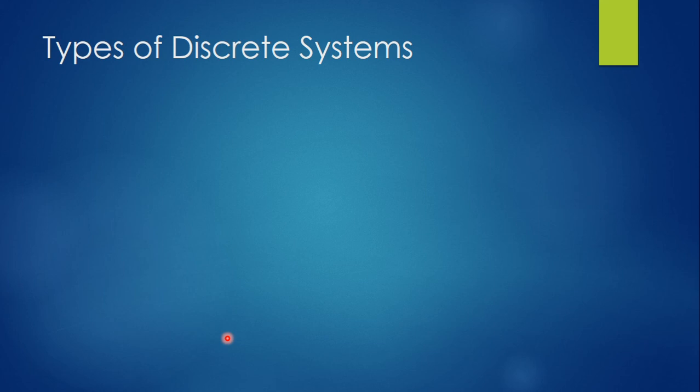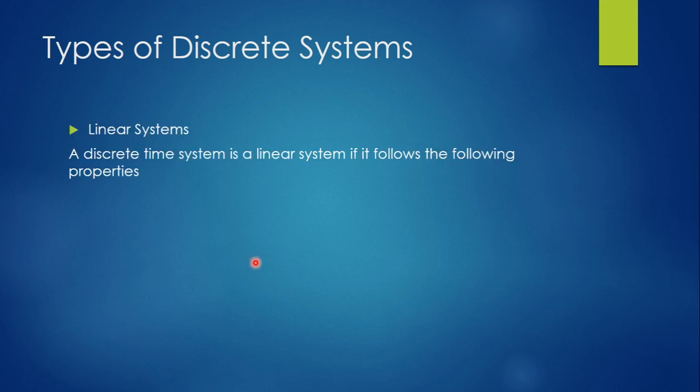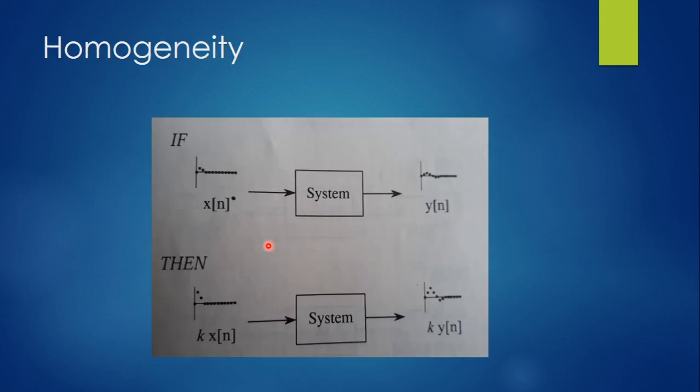So what are the types of discrete systems? First, we will discuss linear and non-linear systems. A discrete system is a linear system if it follows two properties: one is homogeneity and the second one is additivity. We will discuss what these two properties are. First, what is homogeneity? You give a sequence x[n] to the system. x[n] is given to this discrete system, and y[n] is the output.